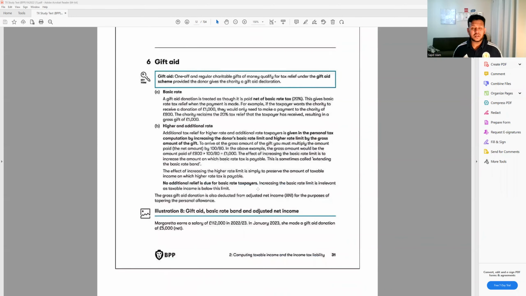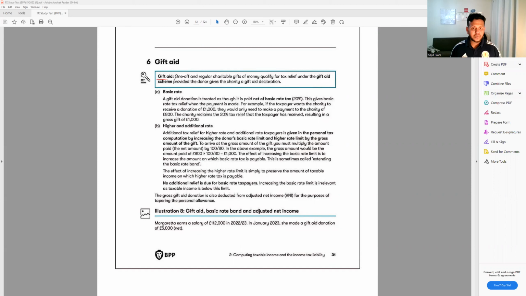It is quite important and very common in the exam. Gift aid, or charity, has two impacts. The first one is the impact on the adjusted net income. So net income will be adjusted. For example, if my net income is 110,000, because of the gift aid my net income will be reduced so that I can have more personal allowance. Number two, my basic band will be extended, so that means I'll pay less tax.